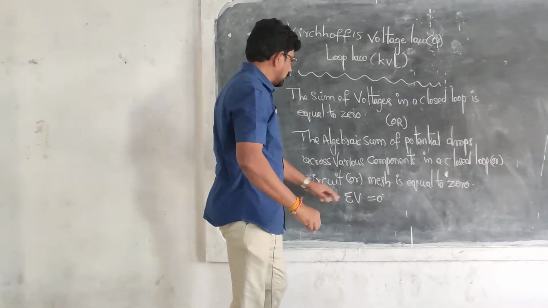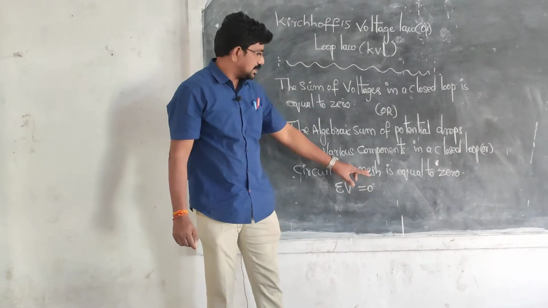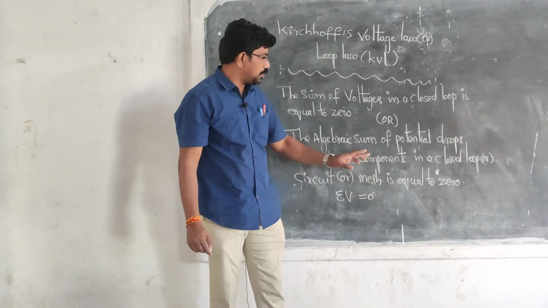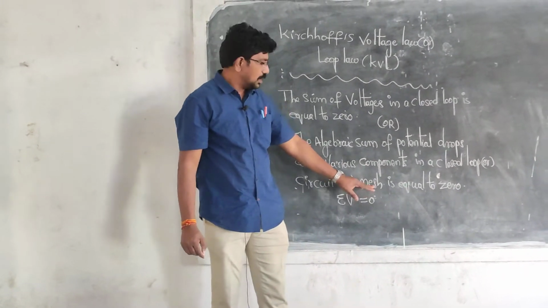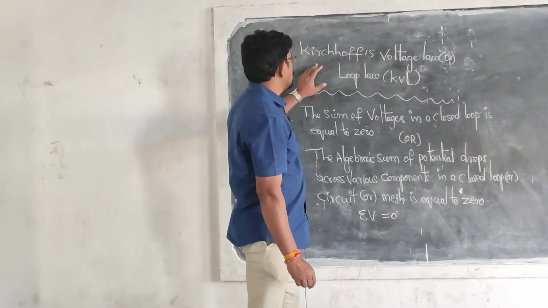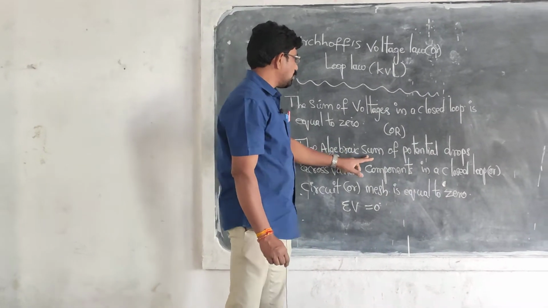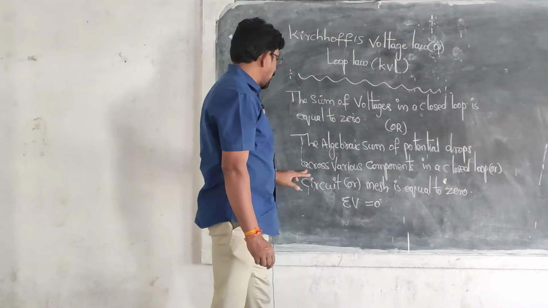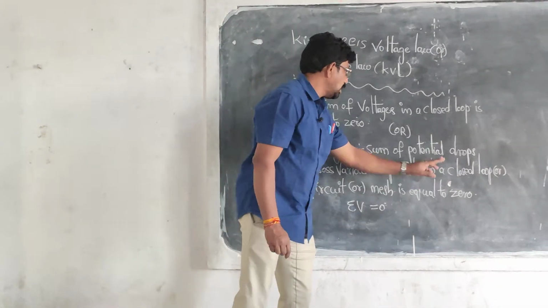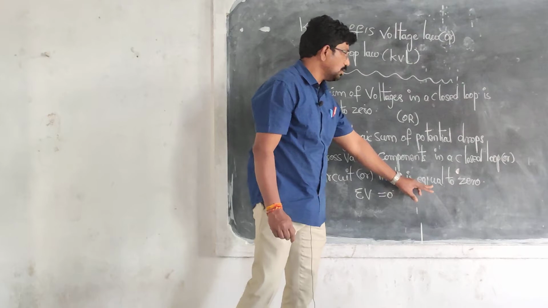Here I used the term mesh. What do you understand by mesh? Mesh is the simplest circuit which cannot be split into simpler circuits. So Kirchhoff's voltage law is stated as the algebraic sum of potential drops across various components in a closed loop or circuit or mesh is equal to 0.